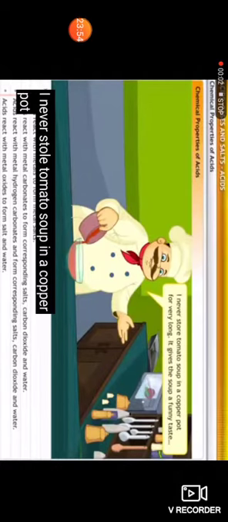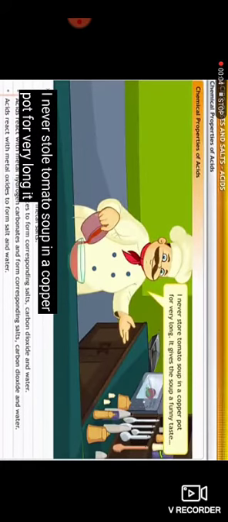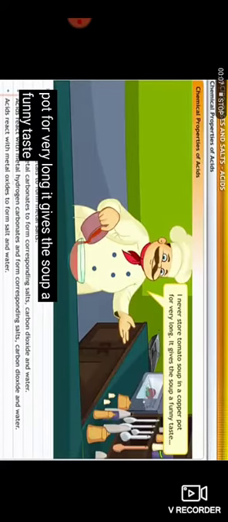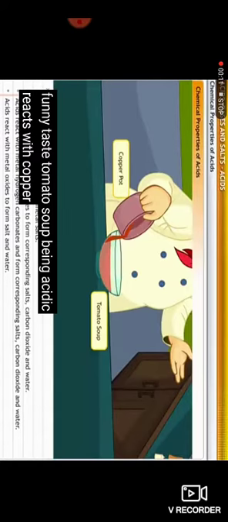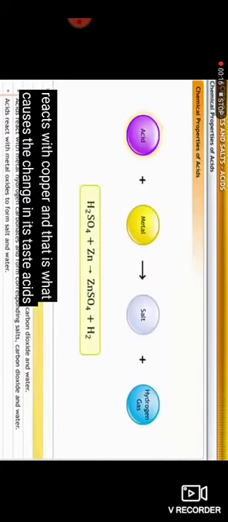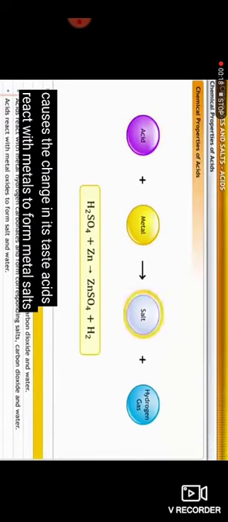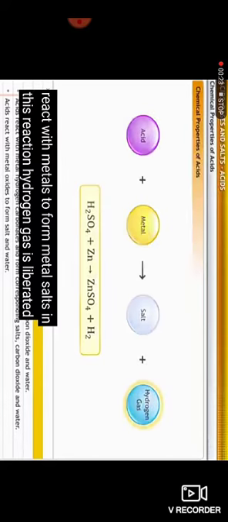Now dear students, in order to observe the chemical properties of acids and bases, watch this video. And never store tomato soup in a copper pot for very long. It gives the soup a funny taste. Tomato soup, being acidic, reacts with copper, and that is what causes the change in its taste. Acids react with metals to form metal salts. In this reaction, hydrogen gas is liberated.